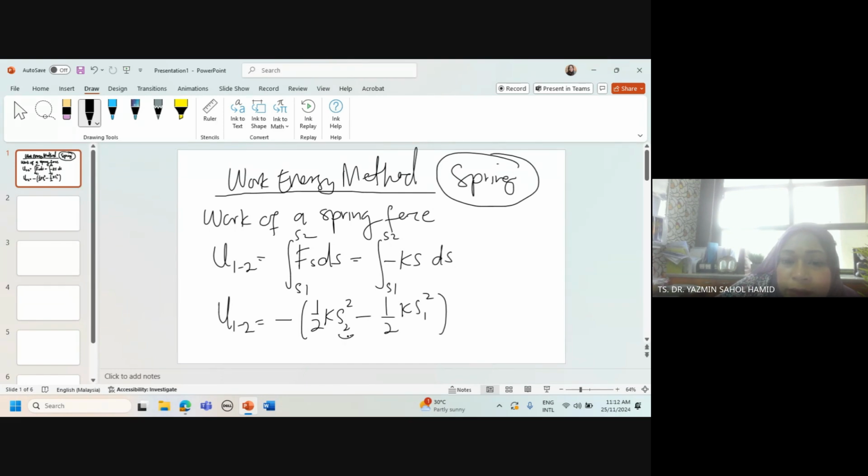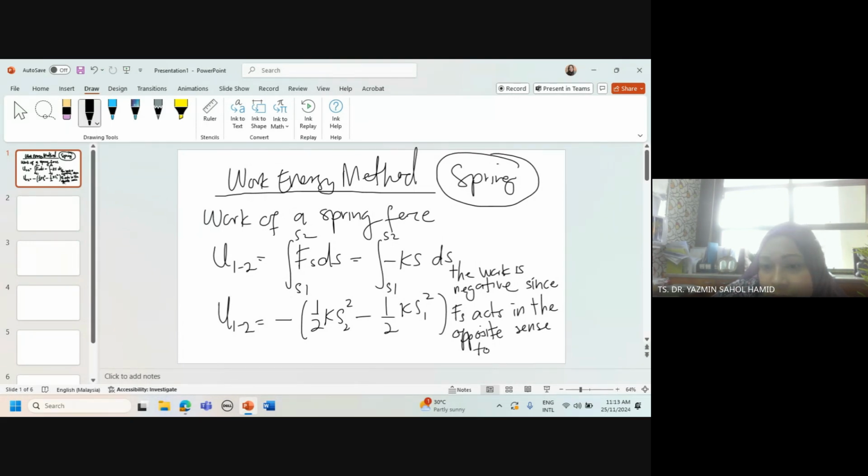As you can see, the final displacement minus the initial displacement. The reason why there is a negative is that this is a negative work. Why? The work in this case is negative, as you can see from the negative symbol in front. Since the spring force Fs acts in the opposite direction to the displacement. That's why the spring force is always negative, in the opposite sense to ds. So that's why there is a negative sign.